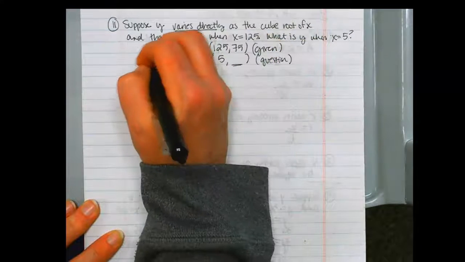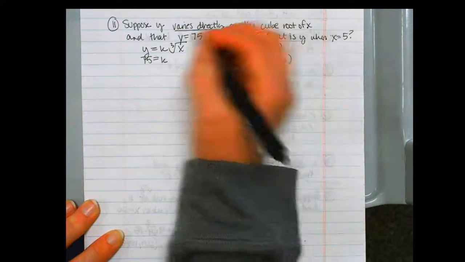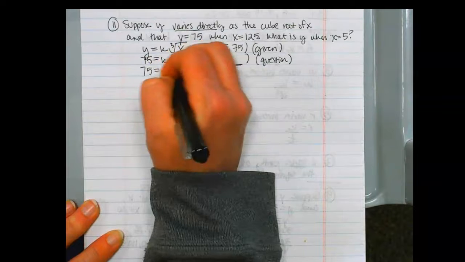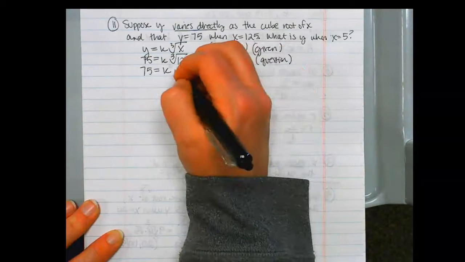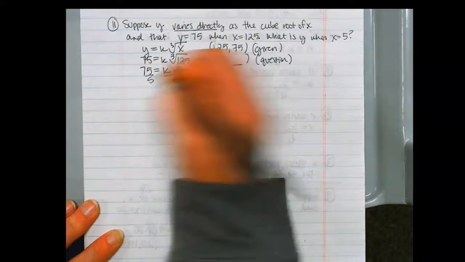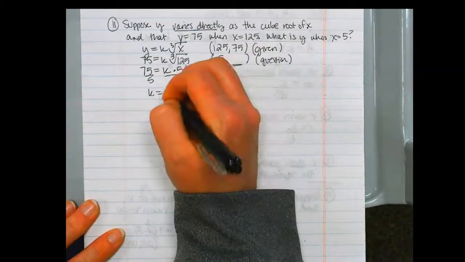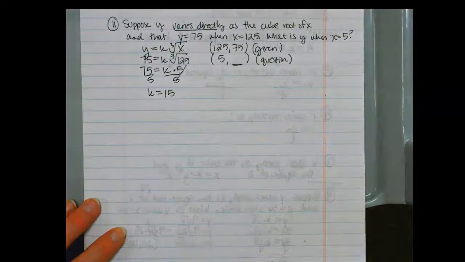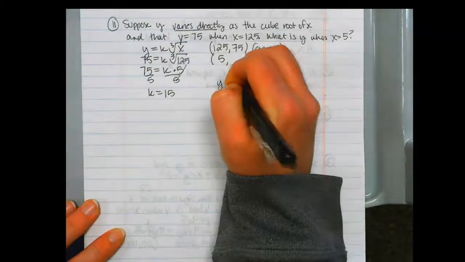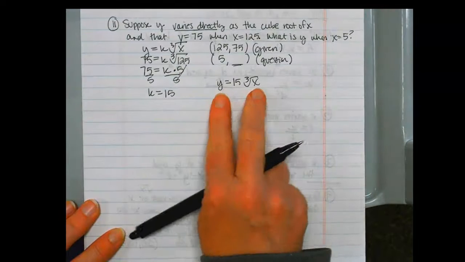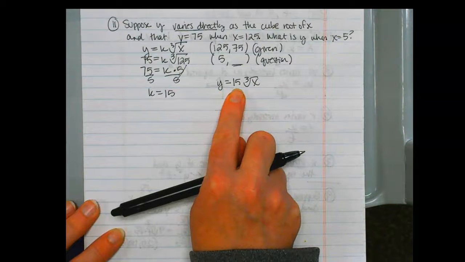Y is 75. 75 equals k times the cube root of 125. 75 equals k, the cube root of 125 is 5. Divide both sides by 5. K equals 5 goes once and a 25, so 15. So that is not my answer. That is just how these numbers relate to each other in this situation. I have to go back and say that here's the relationship. There's my constant of variation. So these are related to each other by this factor.